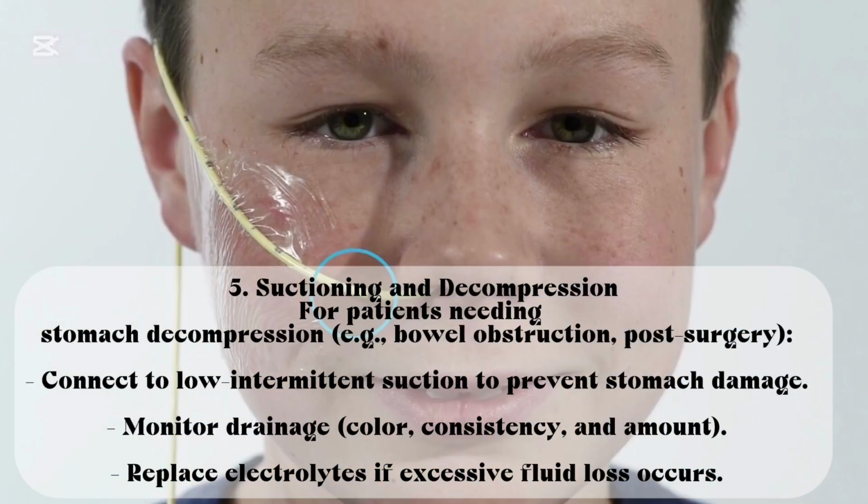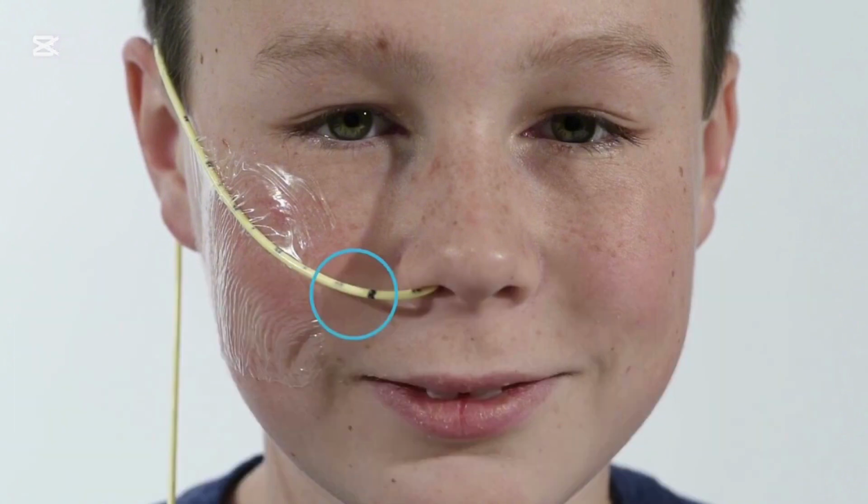5. Suctioning and decompression. For patients needing stomach decompression, for example, bowel obstruction or post-surgery, connect to low intermittent suction to prevent stomach damage. Monitor drainage color, consistency, and amount. Replace electrolytes if excessive fluid loss occurs.